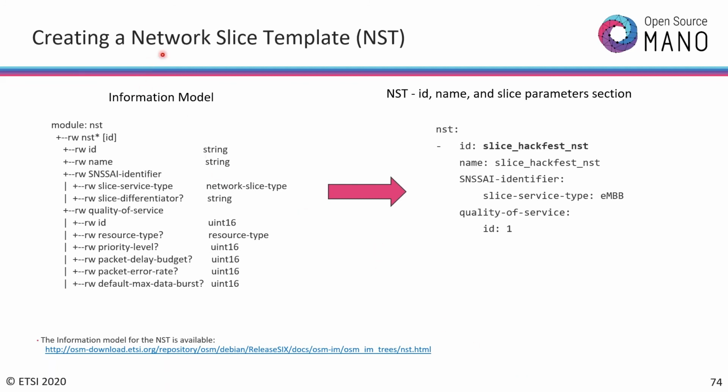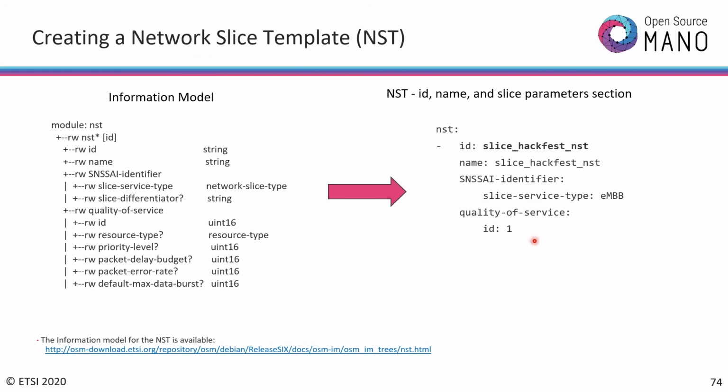So if we see the information model that is available here in the repo, then for the first part we have some information that is optional, another that is required. The minimal thing that you need is this part. ID is the ID of the network slice template, name is the name of the network slice template, but then you have the SNSSAI identifier. That is the place where you set the slice service type.